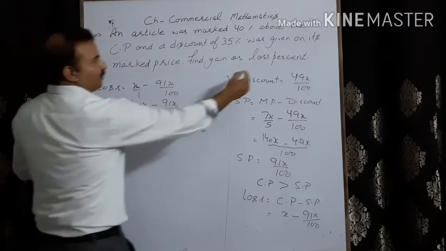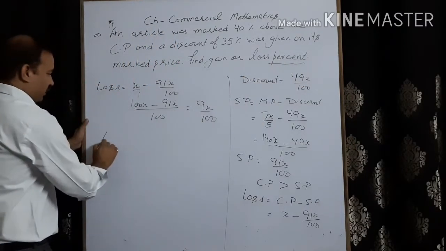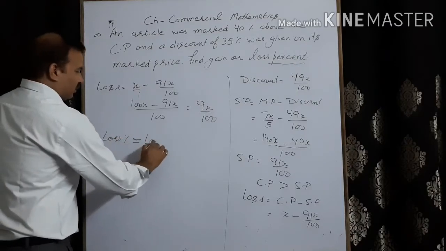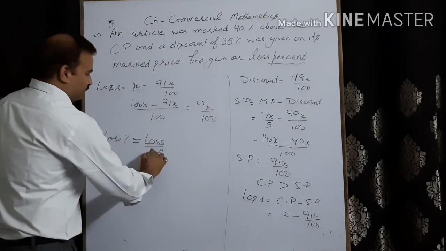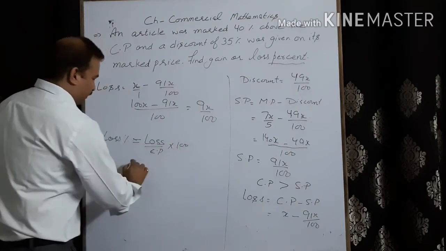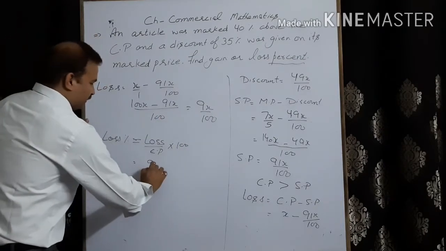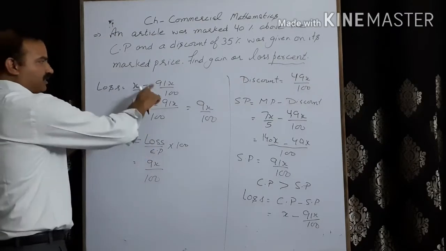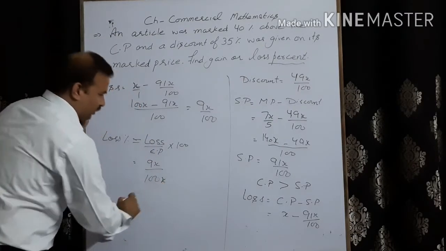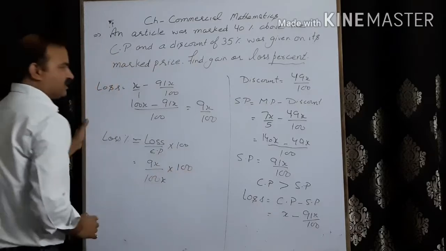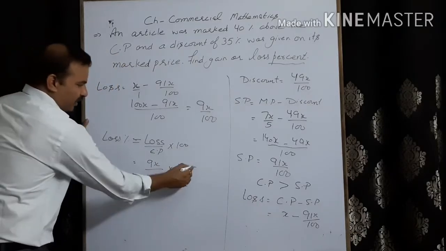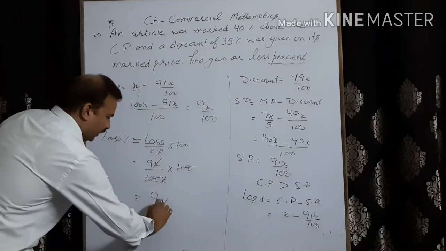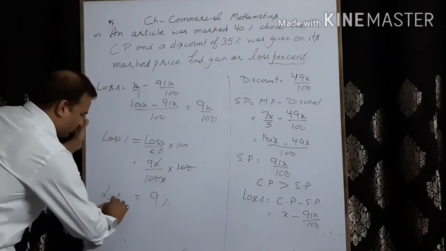Now we have to find it in percent form. So therefore loss percent is equal to loss upon CP multiplied by 100. What is loss? That is 9x by 100. What is the CP? CP was x. So upon x will come here, and multiply by percent. For percent we are writing 100. Now 100 cancels with 100 and x cancels with x. So this will become 9%. So what is the loss percent?